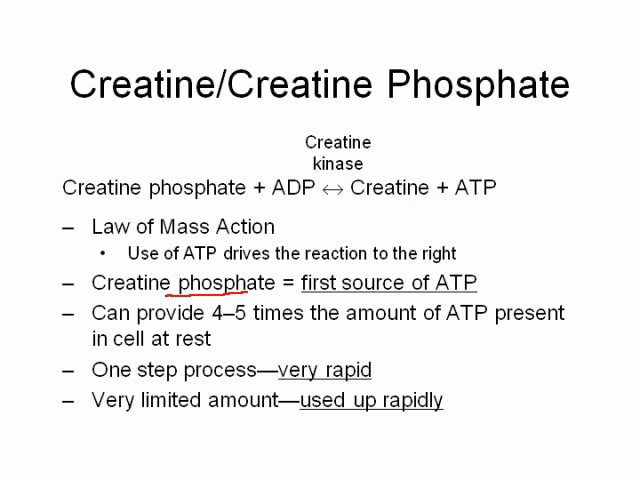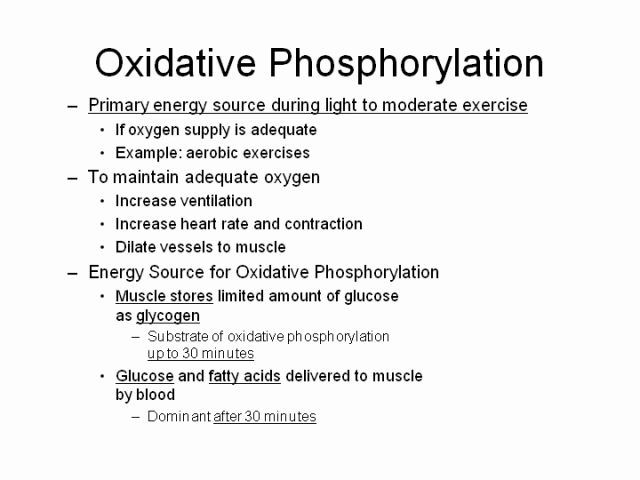So the creatine phosphate is the first source of ATP. It can provide 4 to 5 times the amount of ATP present in the cell at rest. So we have a certain amount of ATP that's just stored, and then the creatine phosphate is going to multiply that as this ATP is used. We're going to be producing more of it, but it's one step. While it occurs very rapidly, it's also used up very rapidly. This is one reason why it's the first step, but also fairly limited.